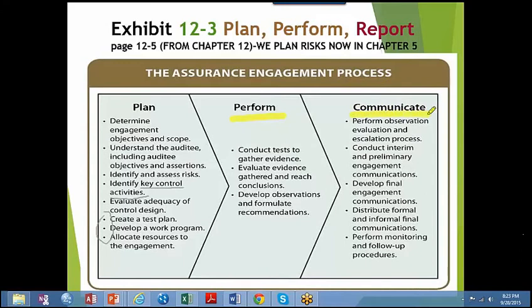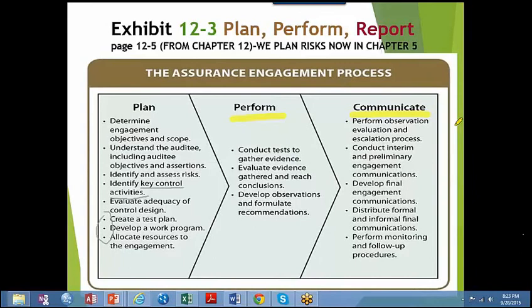And what I mean by this is that we ultimately want to communicate the results. Okay, so we want to communicate the results in a systematic approach. We want to communicate the results in such a way that they're meaningful both to management and then the communication that we have with the board of directors.